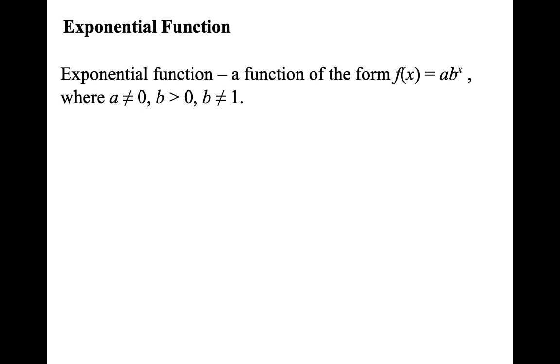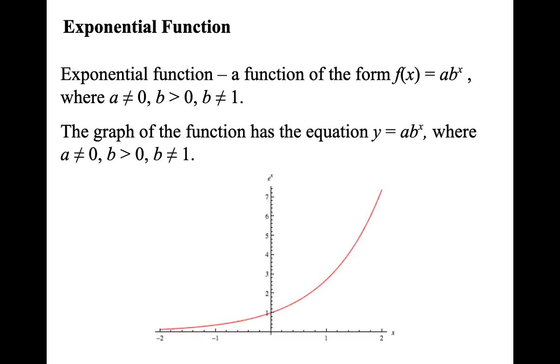So we only use positive values for b, the base of the power, and b also cannot equal 1. The reason for that is that 1 to any exponent is just equal to 1. So nothing actually changes if our base was a 1. Okay? Now what does that function actually look like when we graph it?